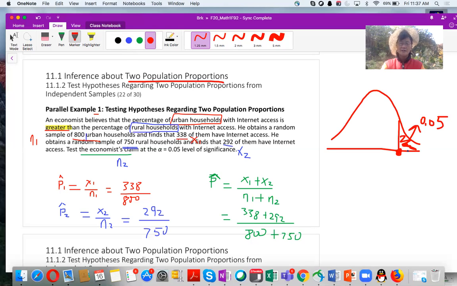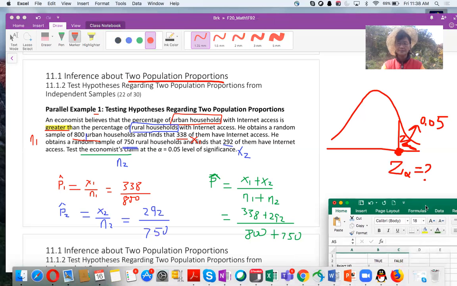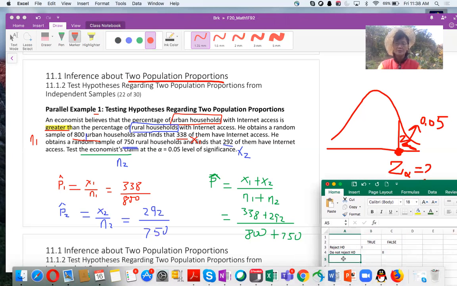When you use the classical approach, you need a critical value. So when you have a right tail area of 0.05 and this is a one-tailed test, the question is, what is this critical value, z alpha? You can use Excel to do it, or you can use a formula. Let me use Excel first. So we want to find the critical value.